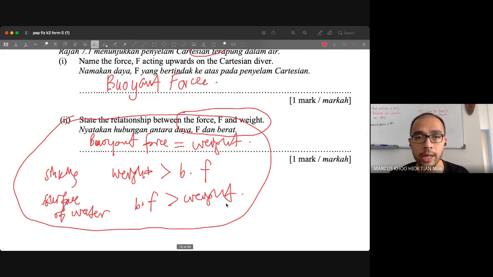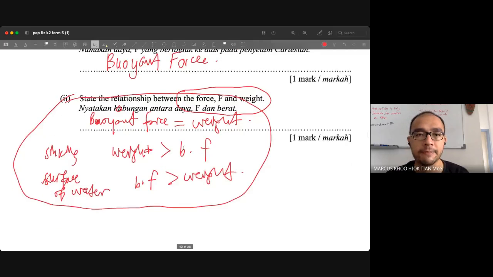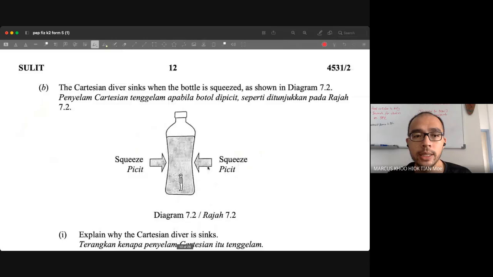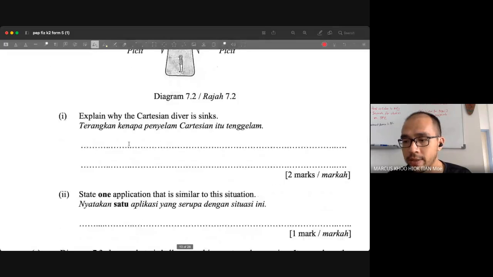Kalau kena tanya soalan Archimedes kan, mesti dia tanya ini sebab dia mau menguji sama ada kamu akan jatuh ke dalam it, whether you're going to go and do the normal thing. The bigger the force, the bigger the buoyant weight. The bigger the buoyant force, the bigger the weight. Okay, quite a number of you answered this way lah. Okay, the Cartesian diver sinks when the bottle is squeezed. Explain why the Cartesian diver sinks.